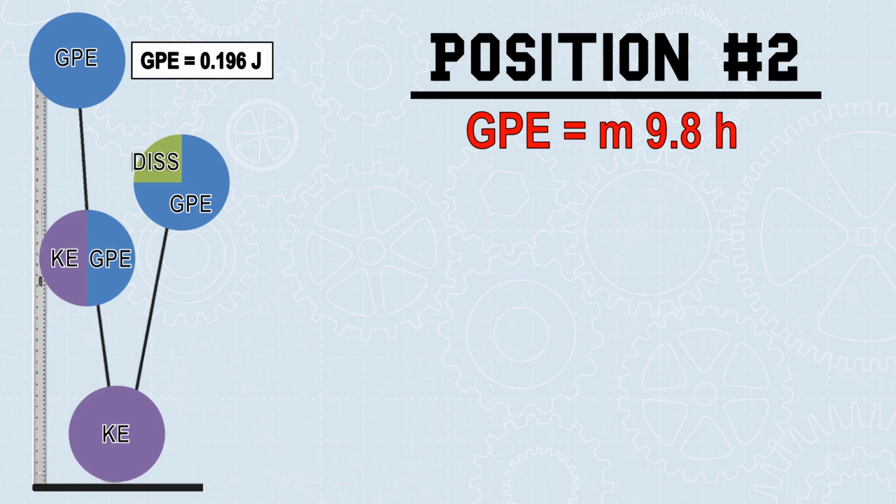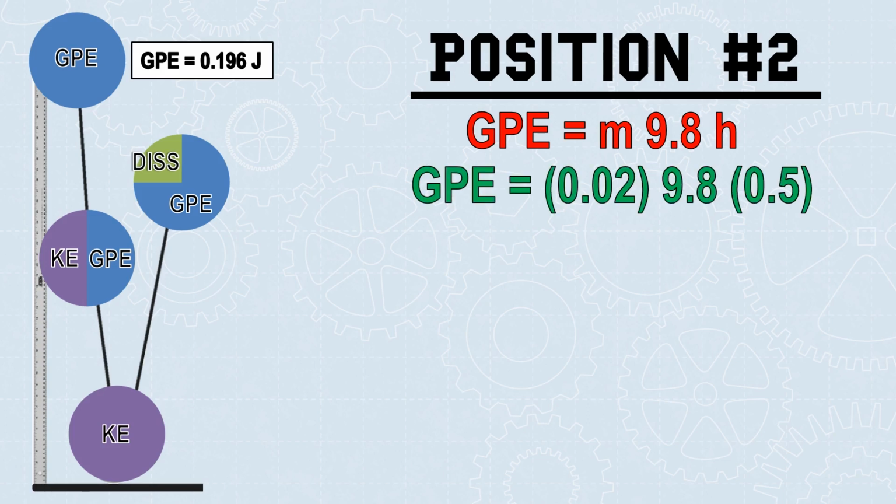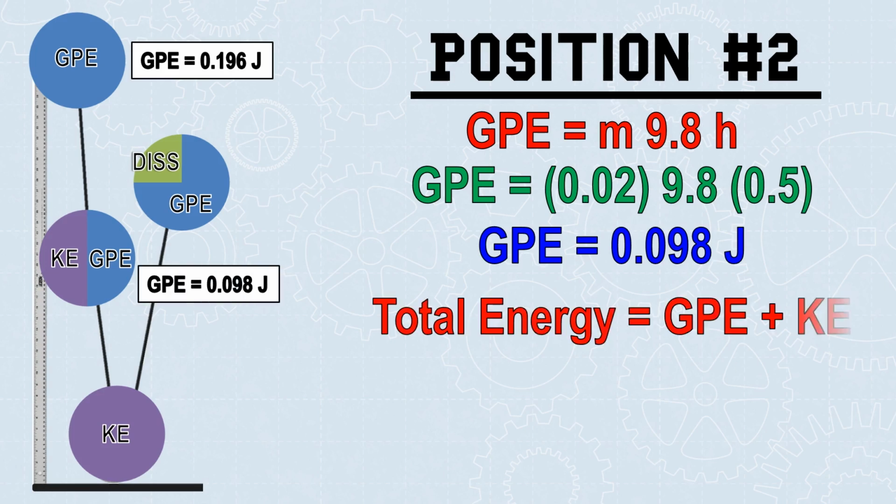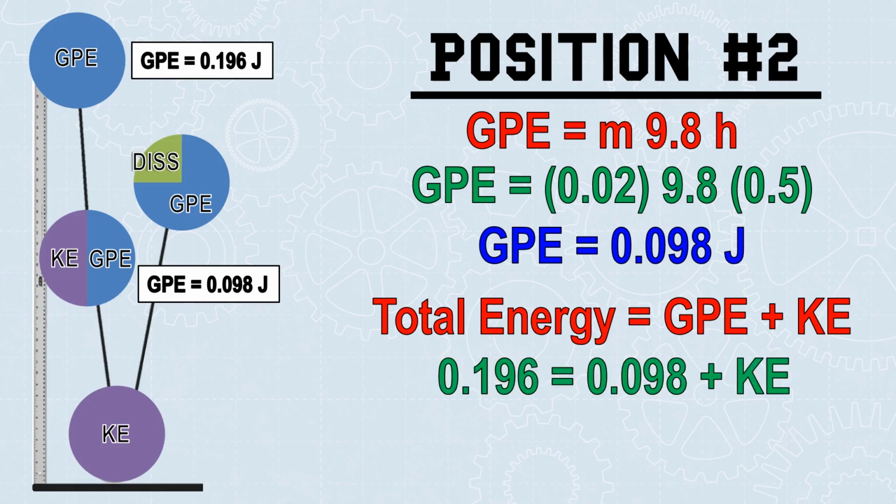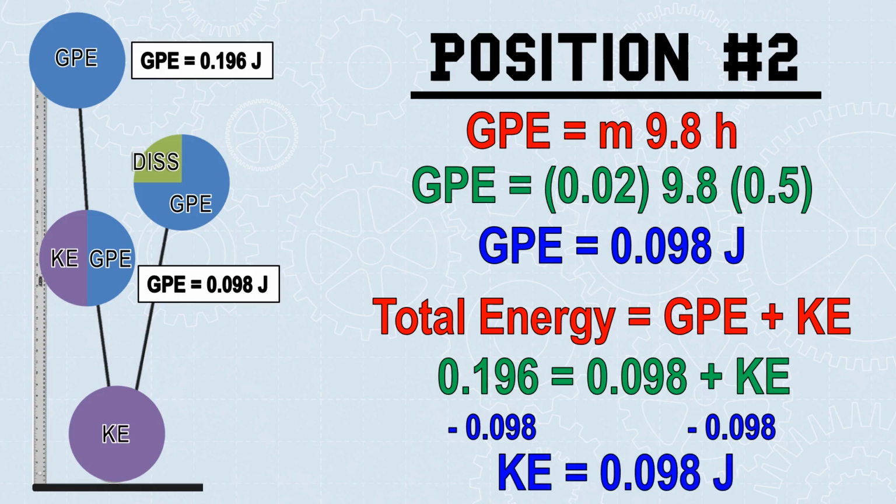Position 2 splits that energy amongst gravitational and kinetic energy. So we know that the gravitational potential energy is determined by the height, in this case 0.5 meters. So we only have 0.098 joules of gravitational potential. We know that the total energy is composed of the gravitational and kinetic energies. We know the total, we know the gravitational, so using a little one-step equation, we can solve for the kinetic energy. What's happening to that variable? We're adding, so we subtract from both sides. Both the pie chart and the equations confirm that half the energy is gravitational, half the energy is kinetic.